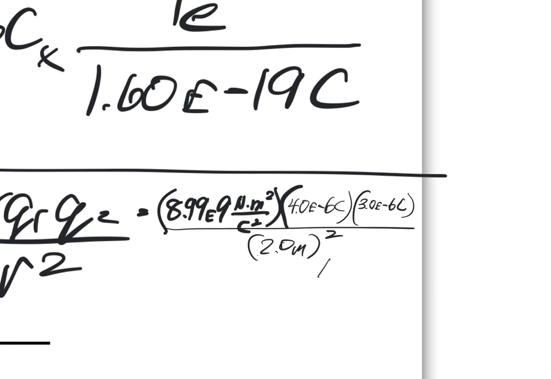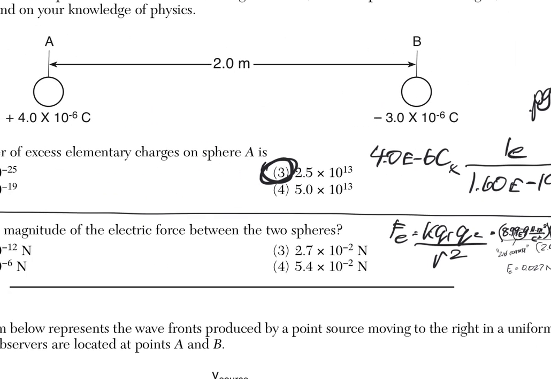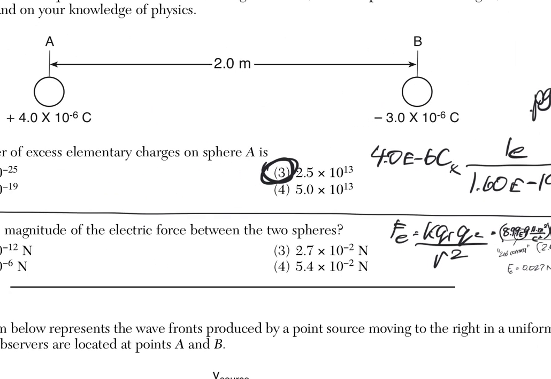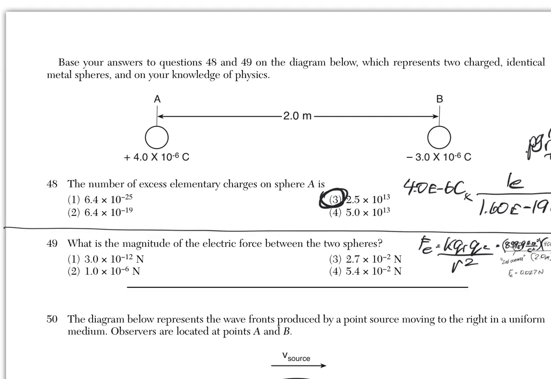Now in your calculator, I would do the alpha y equals to put this into fraction mode. And also use the E, but 8.99 E9, that's second comma on your calculator. We get 0.027 newtons, which would be 2.7 times 10 to the negative 2 newtons for 49.